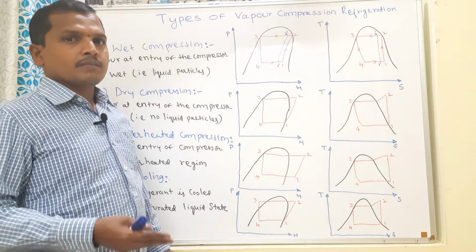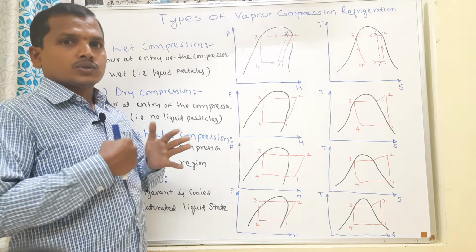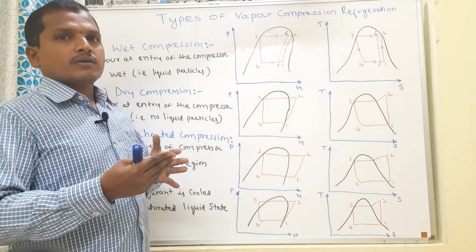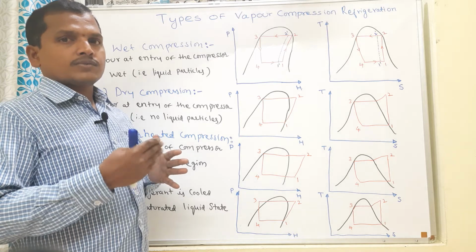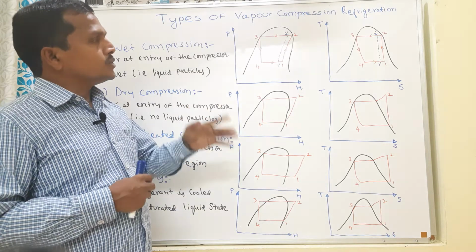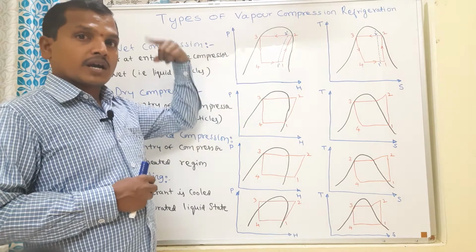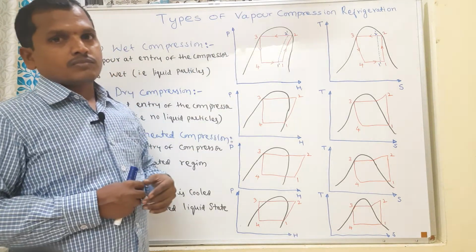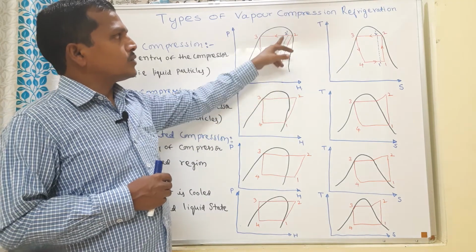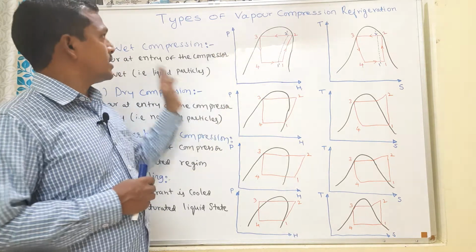Because compression happens fast, there is no time to vaporize the liquid particles. That's why at the end of the compression it also has liquid particles. Due to that reason, the condition of the refrigerant at the end of the compression is also wet sometimes. So that's why 1 dash to 2 dash, 2 dash to 3, 3 to 4. This is the pH diagram for the wet compression.